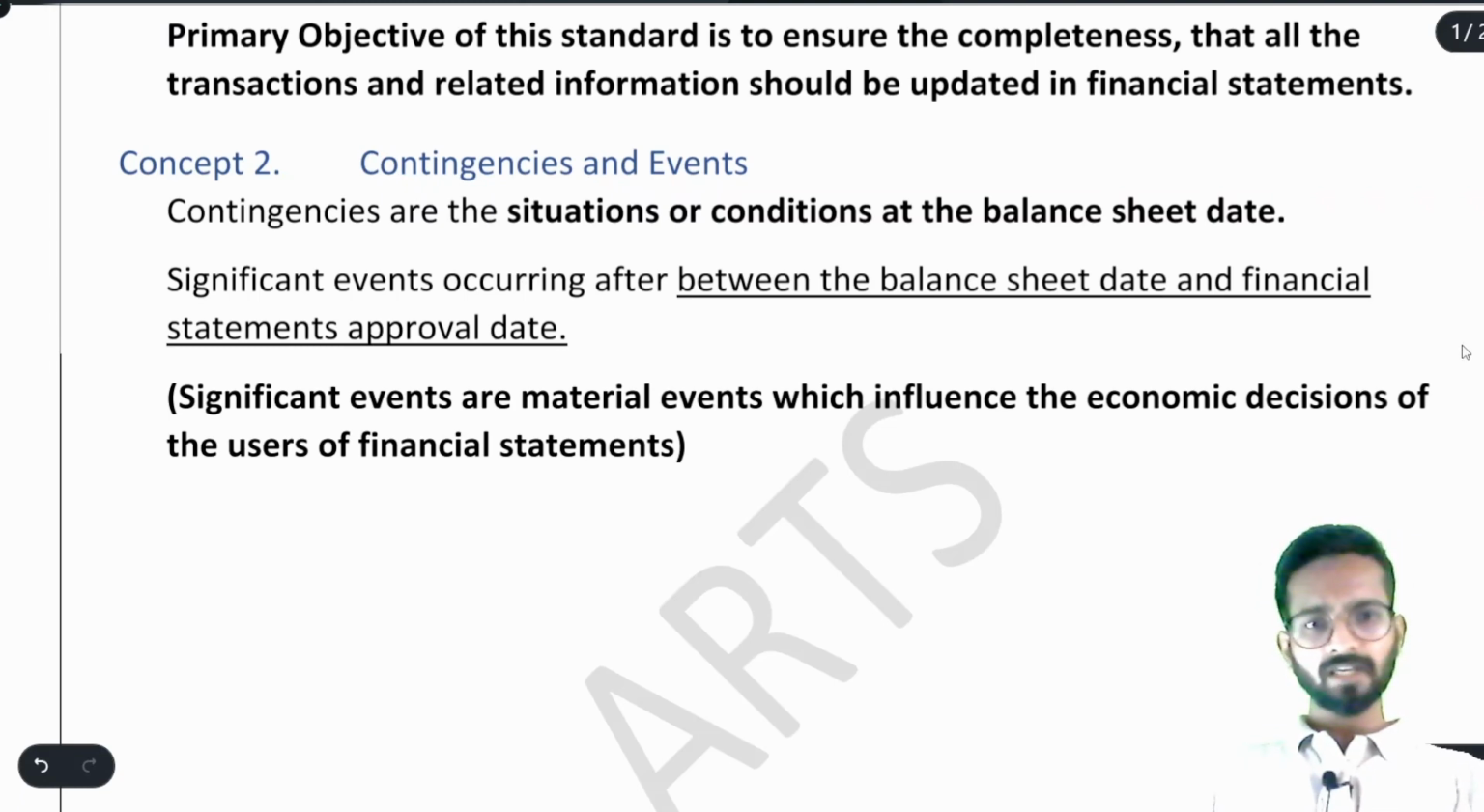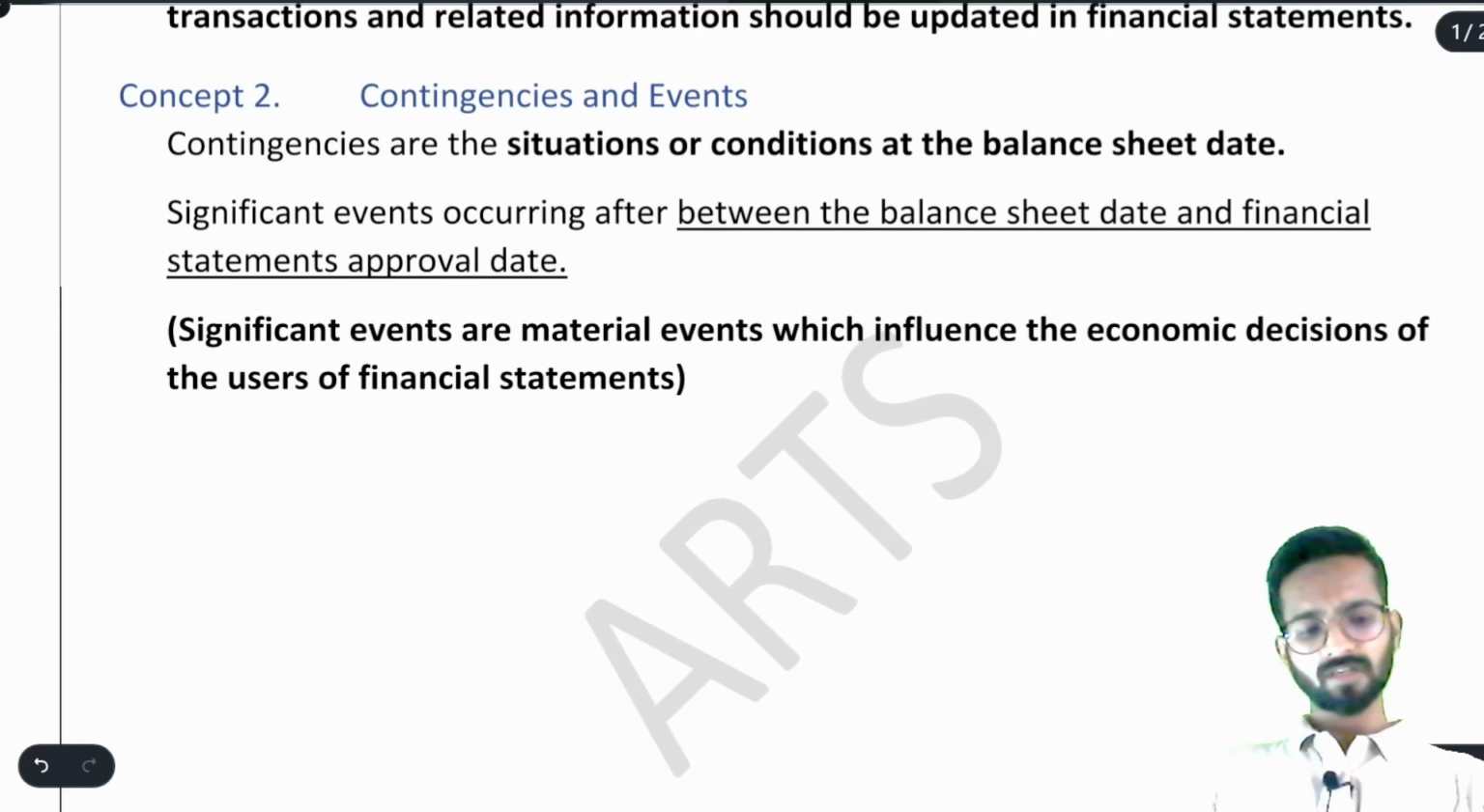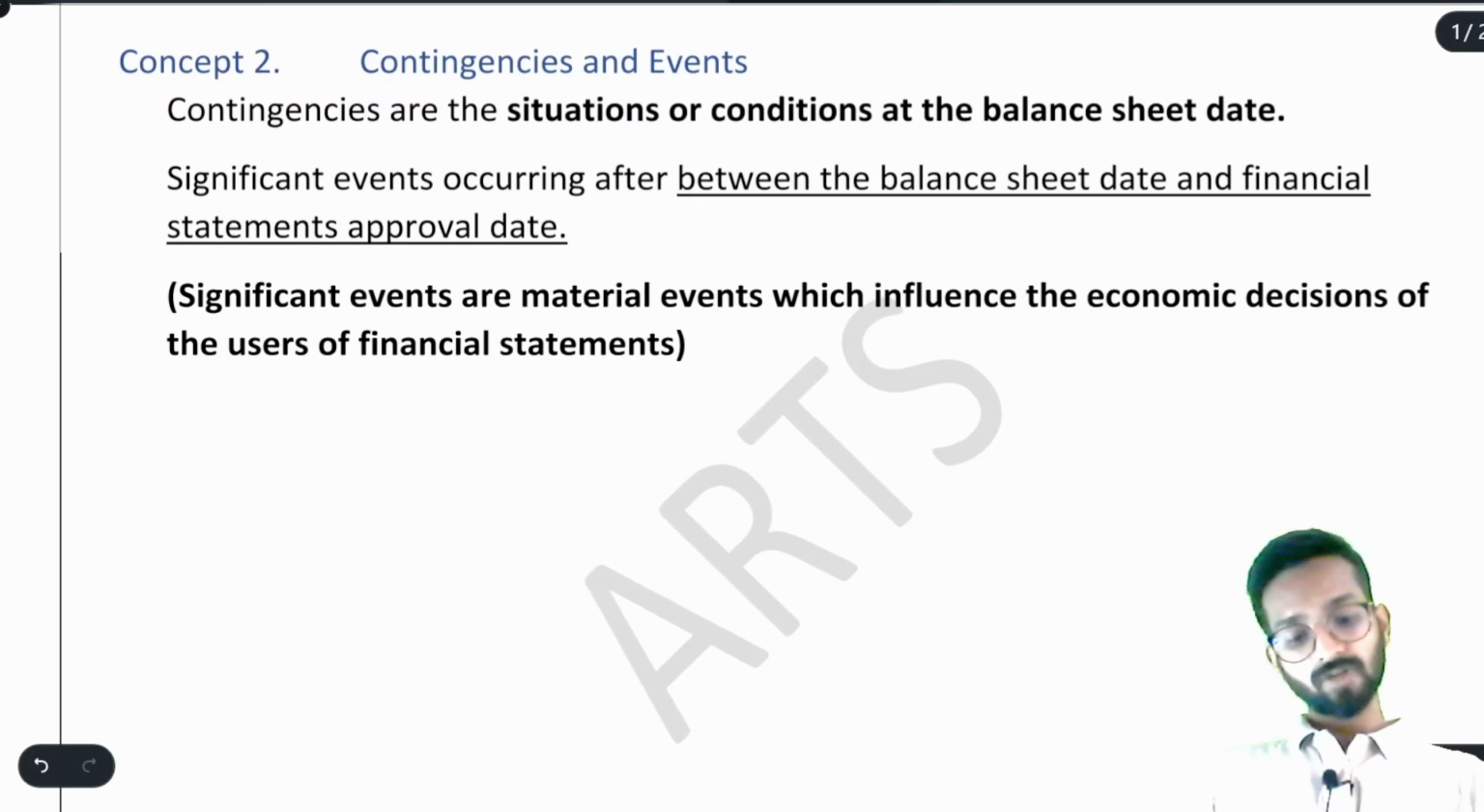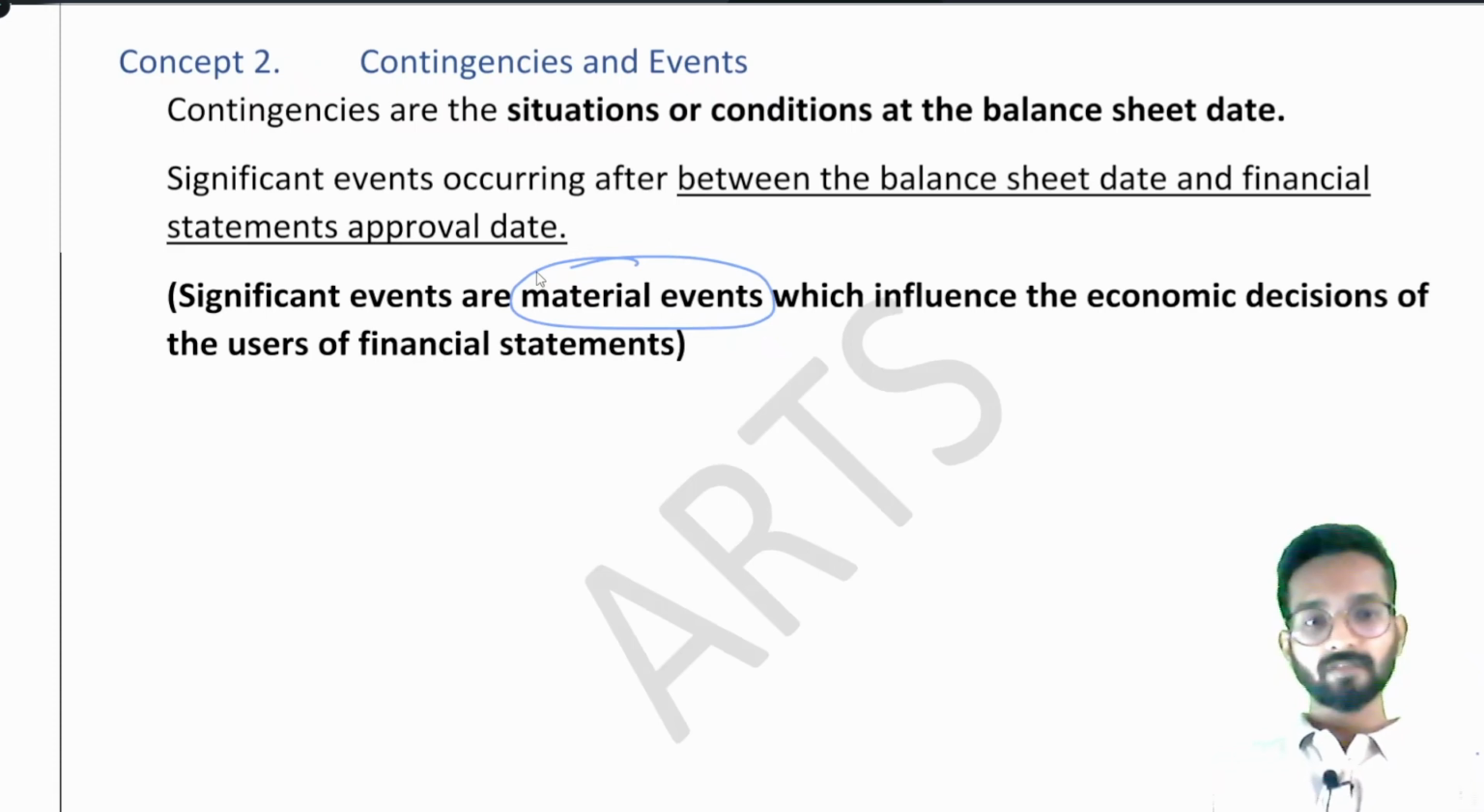You can have any date for all the companies. They select their dates themselves. But yeah, law gives a mandate that within 90 days or 180 days you have to keep that board meeting or something like that, the annual general meeting, and you have to approve the financial statement, okay? What are the significant events? Those are the material events which influence the economic decision of the users of financial statements.